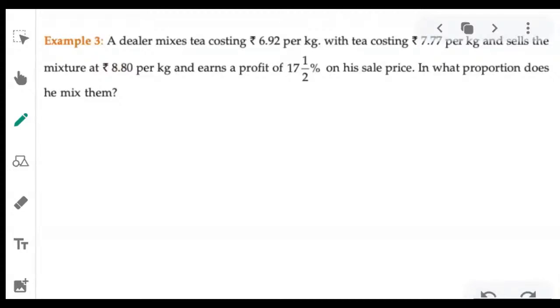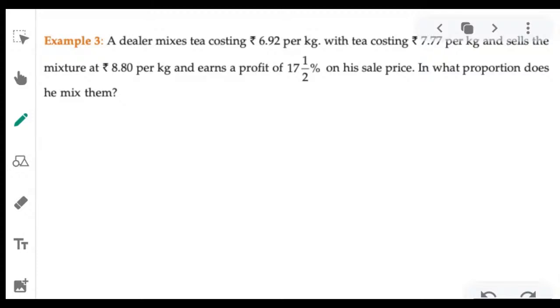So who will read this? Bhavani, can you read this question for me? Yes, ma'am. Is everyone else done with the previous question? Yes, ma'am. Yeah, cool. A dealer mixes tea costing rupees 6.92 per kg with the tea costing rupees 7.77 per kg and sells the mixture at rupees 8.80 per kg and earns a profit of 17 and 1 by 2% on his sale price. In what proportion does he mix them?